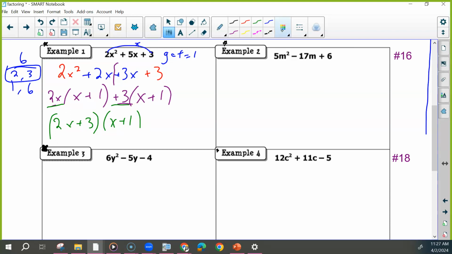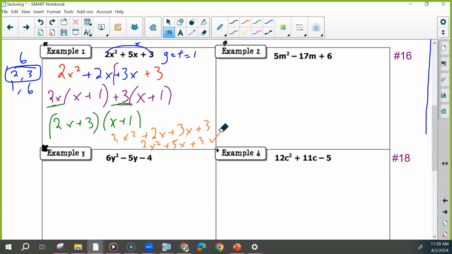If you wanted to check yourself, this next step is optional, but you could distribute this back out using box method, FOIL, double distributive. So 2x times x would give us 2x squared. 2x times 1, positive 2x, 3 times x, positive 3x, and 3 times 1, 3. And if I combine my like terms, we have 2x squared plus 5x plus 3. That's the original, so I know that works. So you could always use this to double check yourself.